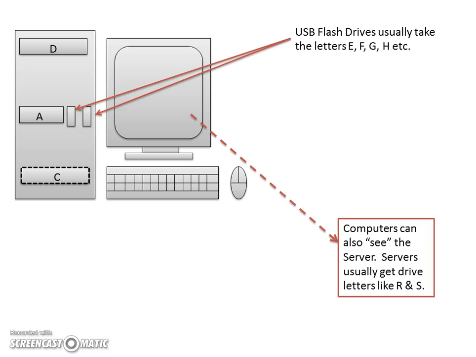So when you put in your jump drive, you're going to be looking for the next letter in the initial sequence, which sounds really complicated, but you're really just looking for E or F or G. If there's already an E, you look for F. If there's already an F, you look for G.